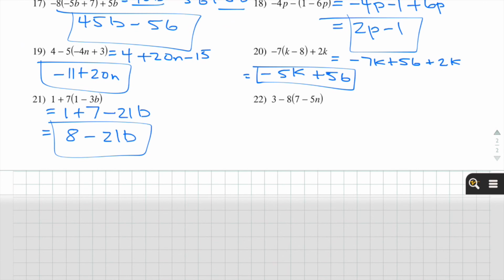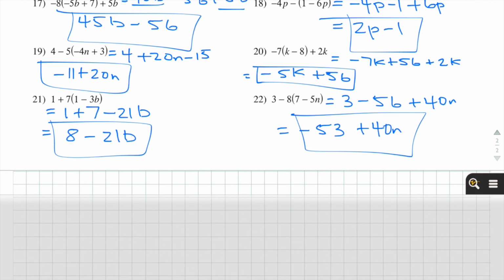Okay, 22, last one. Go ahead and distribute that negative 8. Negative 8 times positive 7 is negative 56. Negative 8 times negative 5n is plus 40n. Go ahead and combine like terms. 3 minus 56 gives us negative 53 plus 40n. And that's our final answer. And this video is simplifying variable expressions.